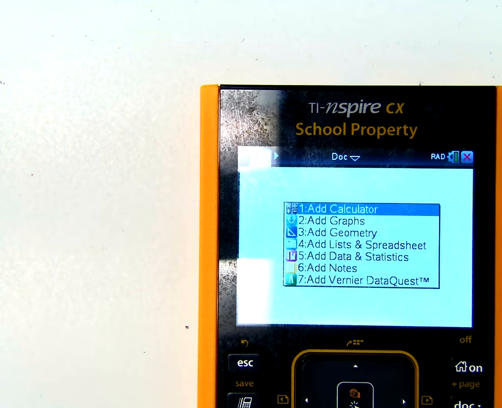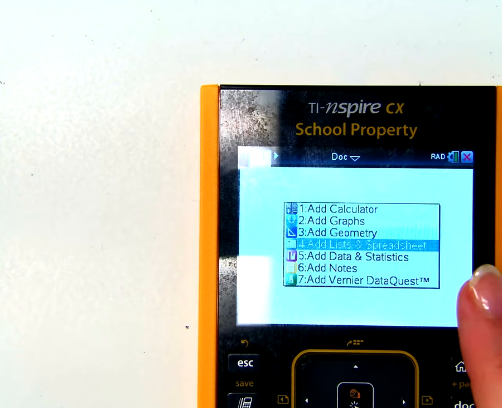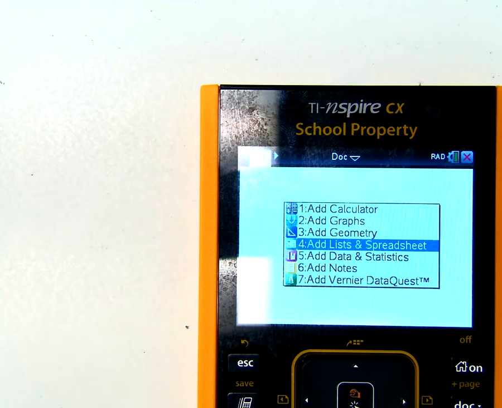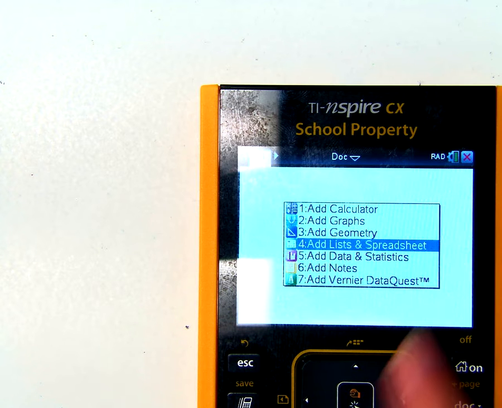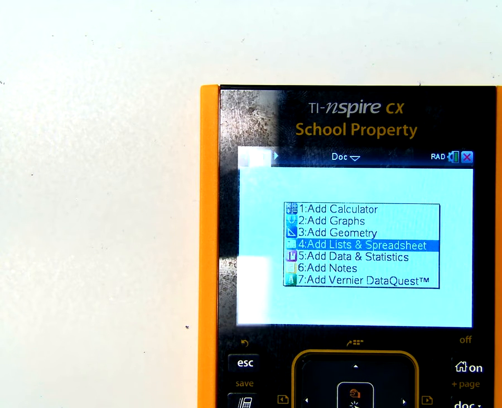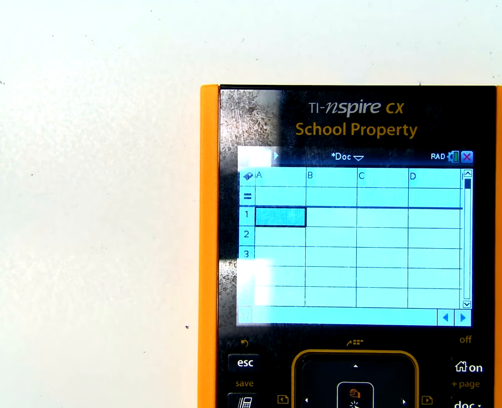5. I need a list and spreadsheet. So I can actually press the number 4 or arrow down and press enter. Either one's fine. Think of the two values I just told you we're going to use. What were they? Number of Mentos and height. How high they go.